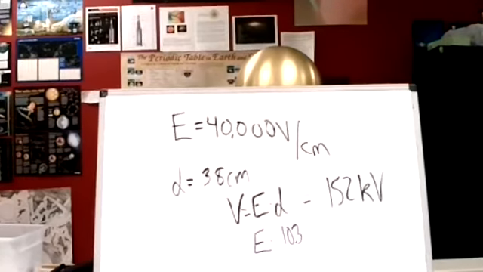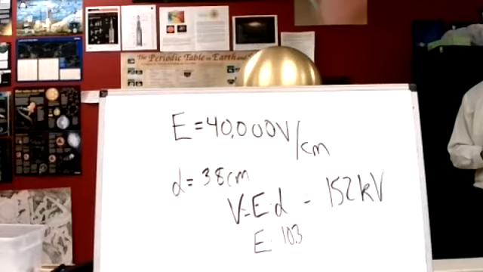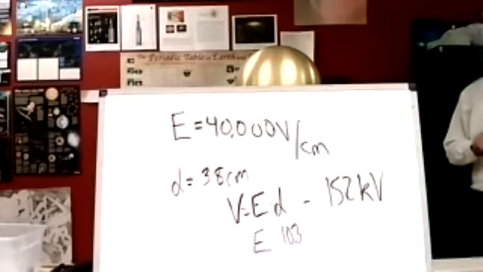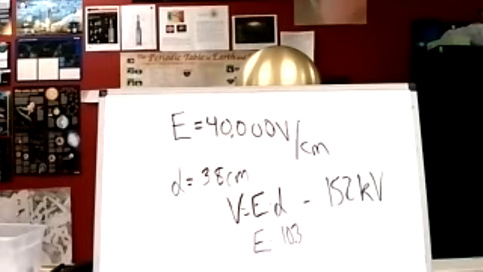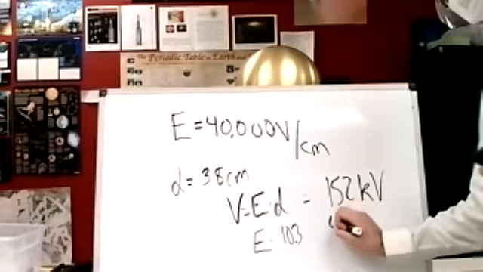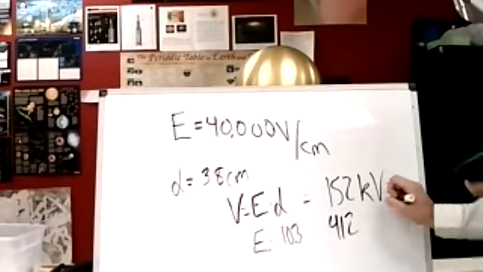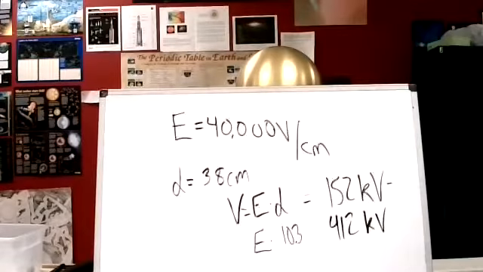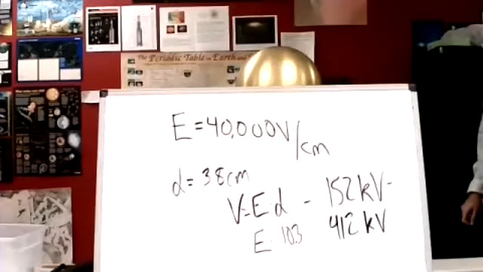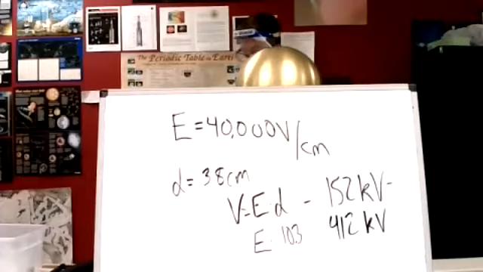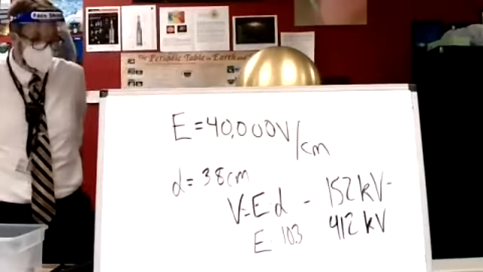So 40,000 volts per centimeter times 10.3. So 10.3, so 412 kilovolts. So maybe something like that, a range like that, that seems high. Not as high as the thundercloud though. All right, so megavolts or something like that.